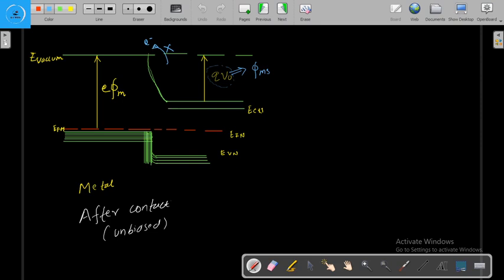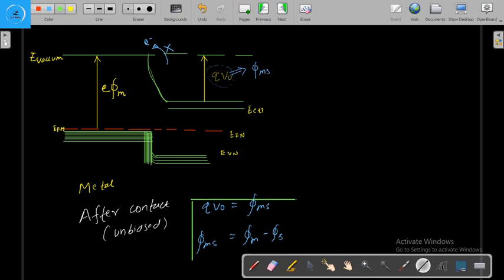And this q into V naught will be equal to phi ms. This phi ms is the metal and semiconductor work function difference, nothing but phi m minus phi s, and this will be nothing but q into phi b.